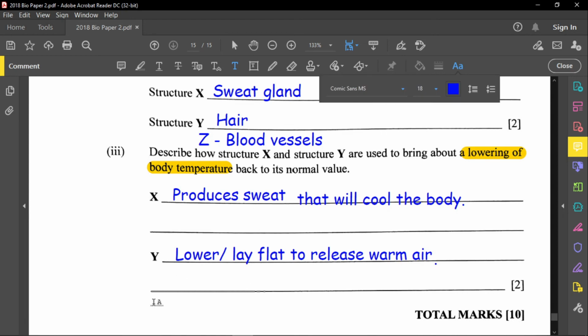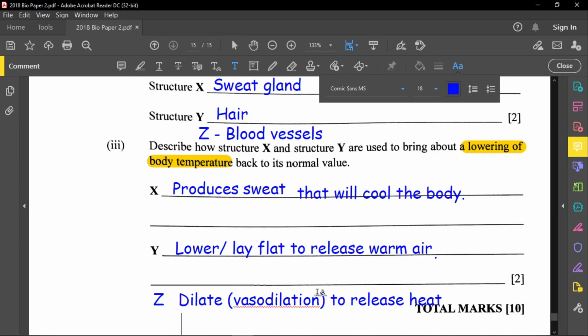So Z, which is the blood vessels, will dilate, and the process of dilation of the blood vessels is called vasodilation. Vasodilation is a process where the blood vessels dilate to release heat from the body. So they will dilate to release heat from the body. And this is where we actually end.